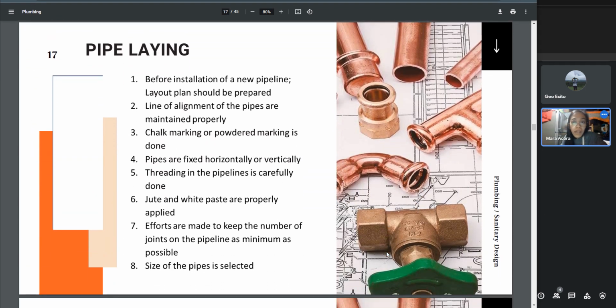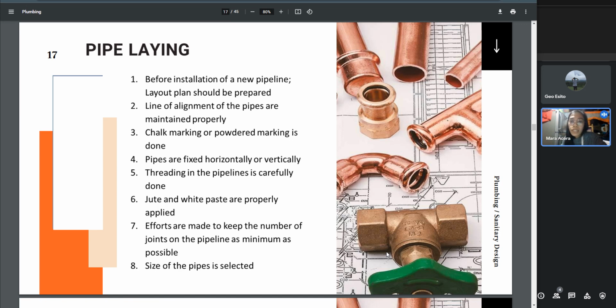Next, the pipe laying. It is an important process in plumbing. The steps involved in laying of pipes are: first, before installation of a new pipeline in the building, a new layout plan of water distribution of the pipes from the storage water tank is prepared. Second, the line of alignment of the pipes is maintained properly. Third, chalk marking or powdered marking is done with the help of a thread or rope on the proposed area of the wall. Fourth, pipes are fixed horizontally or vertically as required from the source of main water.